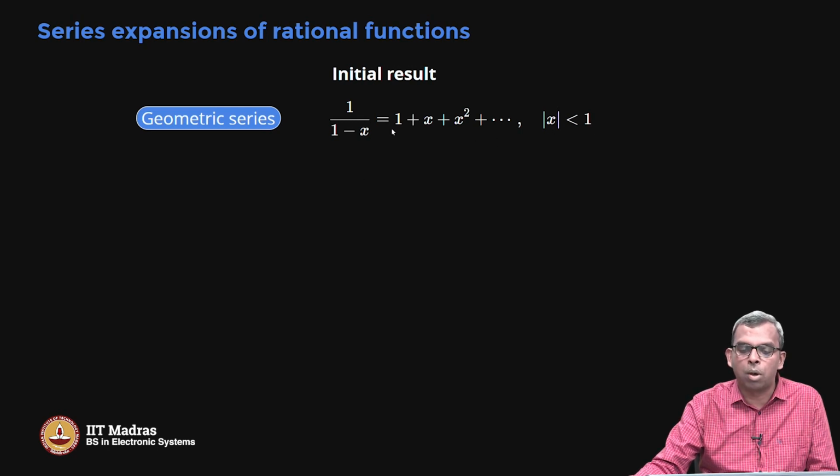You can make x a complex number and you will get 1 by 1 minus x. The same thing would be true for mod z less than 1. So this is an interesting result to remember. This geometric series is a very useful starting point.